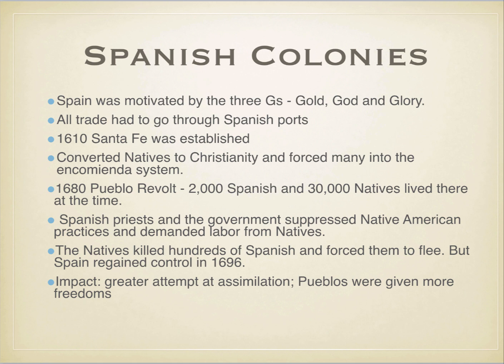They established, as I told you earlier, St. Augustine of Florida, but they also have Santa Fe in 1610. Converting to Christianity was a primary focus of this encomienda system. And then here's this Pueblo Revolt of 1680.